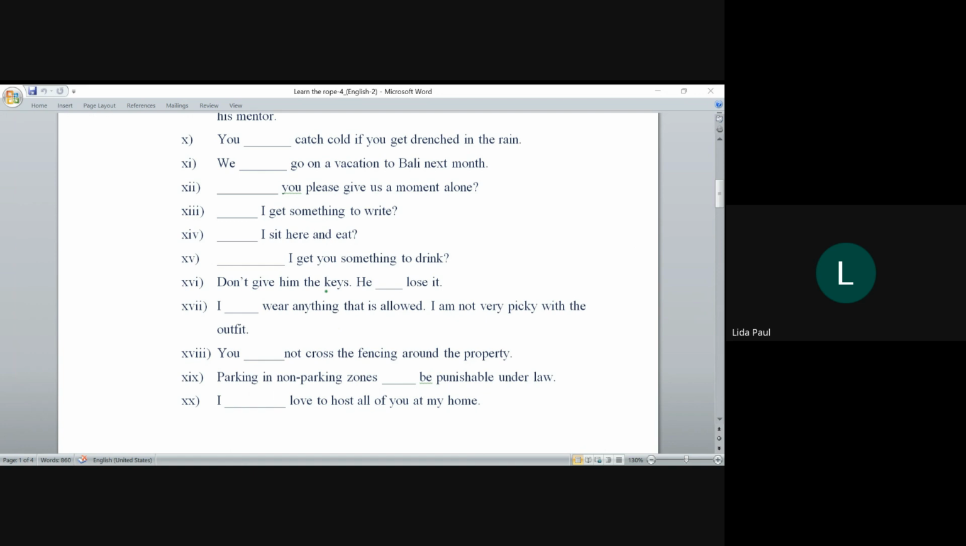Okay, 20th one: I dash love to host all of you at my home. I would love to host. This one is an indication of preferences, likes or dislikes. If you're talking about preferences, likes or dislikes, then the modal verb used is would. I would love to host all of you at my home.